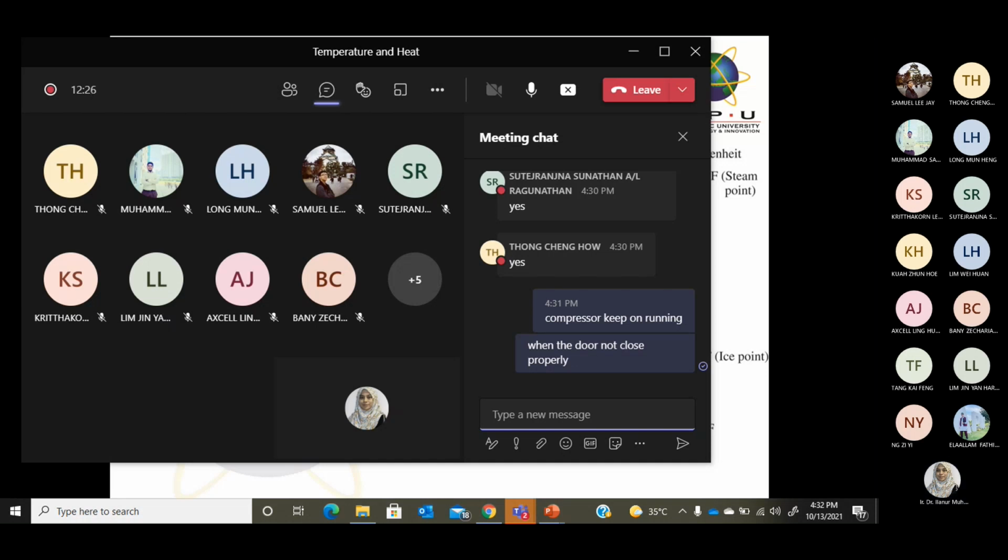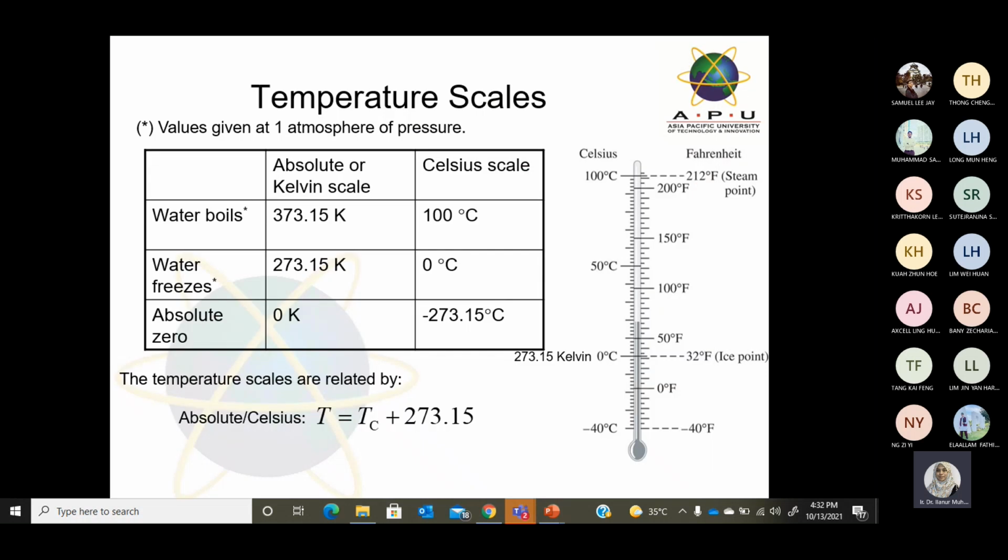Other than that, another factor is the capacity that you put inside the fridge. If you put many ingredients or many things in the fridge, what happens to the temperature? If you put fewer things, what happens? Okay. So today we will talk about temperature.